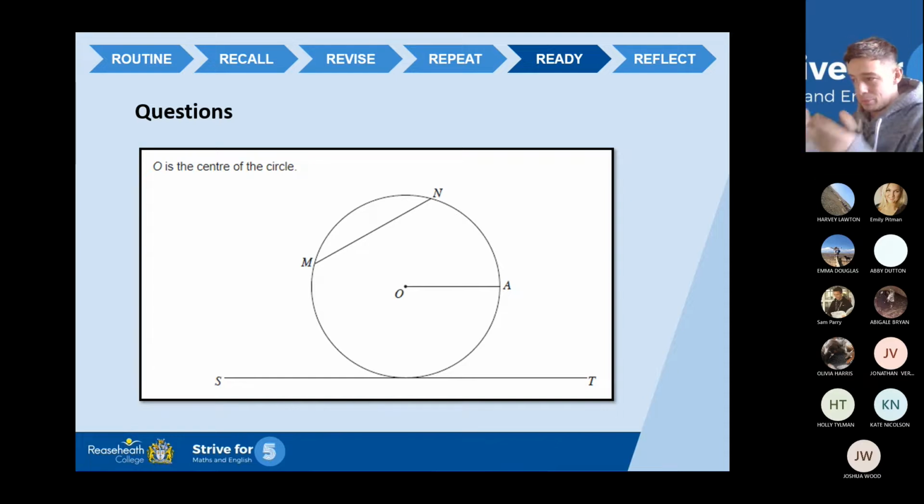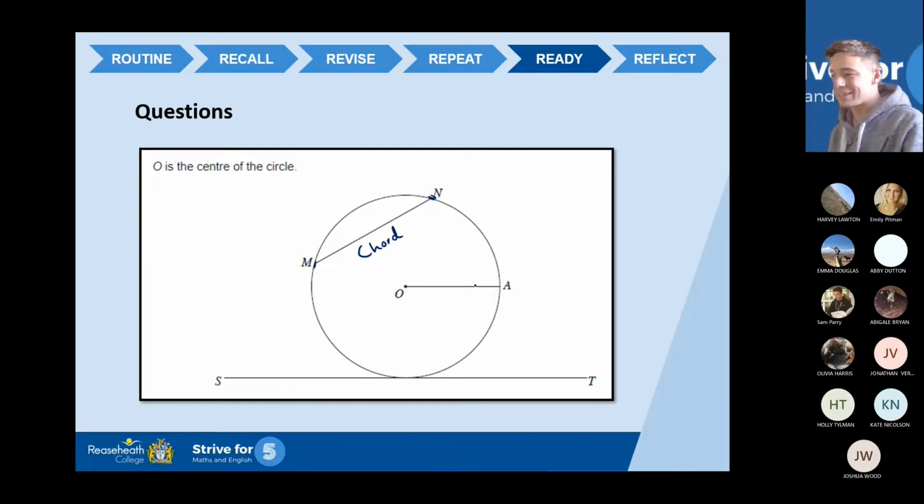So when it comes to this question, it says O is the center of the circle. You've got line MN, line OA, and then ST. The line MN goes from one edge of the circle to the other, but it doesn't go through the center. So it's therefore a chord. Think of a guitar that has a set of chords. They don't necessarily go through the center.